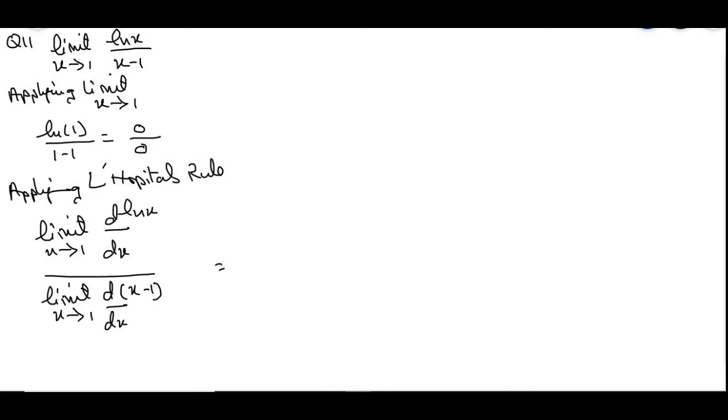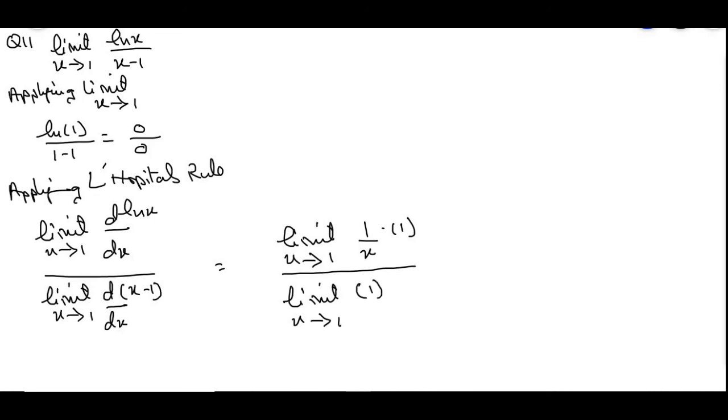So on differentiating we get limit x approaches to 1, and the derivative of natural logarithm of x is 1 over x into 1, whole divided by limit x approaches to 1, this is 1. Therefore limit x approaches to 1 of 1 over x, so after applying the limit we get 1 over 1 which is 1.